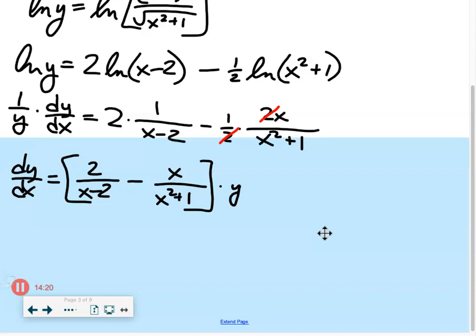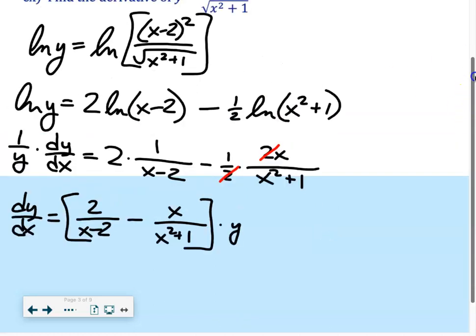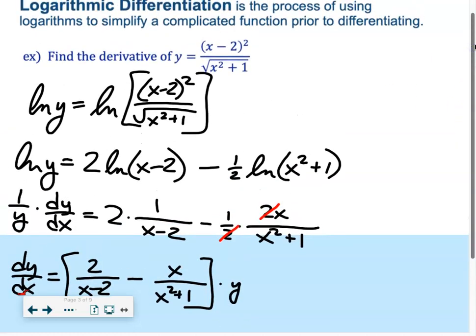Except, if we look at the original function, let's see if you remember. Is this original function defined explicitly or implicitly? Explicitly. It's y and it's all in terms of x. There's no y's in that function, right? It's all in terms of x. So our derivative should be all in terms of x. We shouldn't leave a y in our derivative. So, what could I replace the y with?